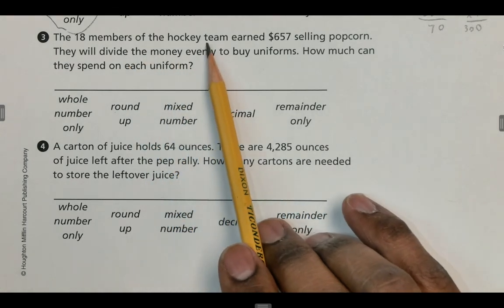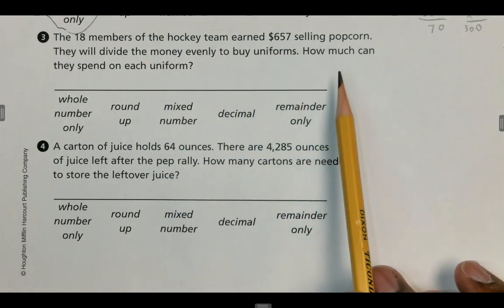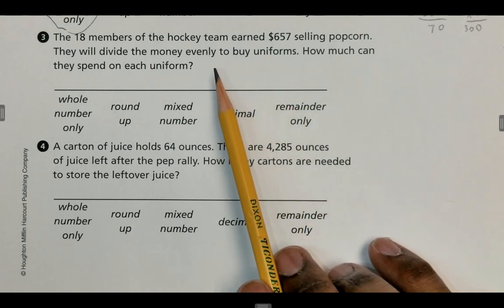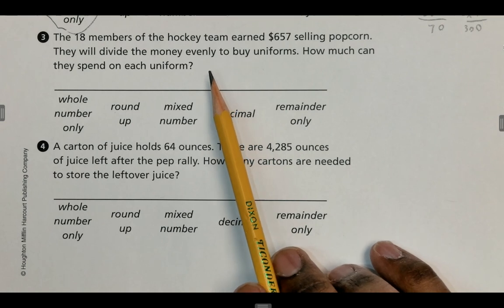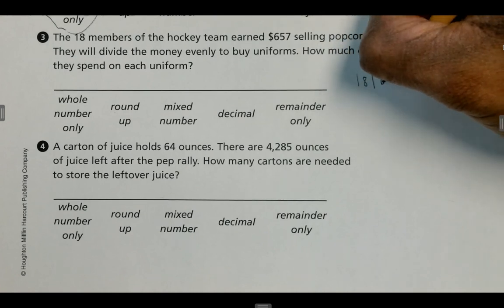The 18 members of the hockey team earned $657 selling popcorn. They will divide the money evenly to buy uniforms. How much can they spend on each uniform? Okay. Let's set it up. 657 divided by 18.